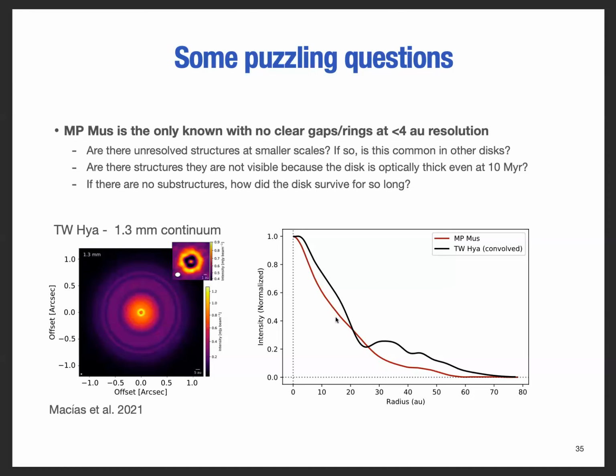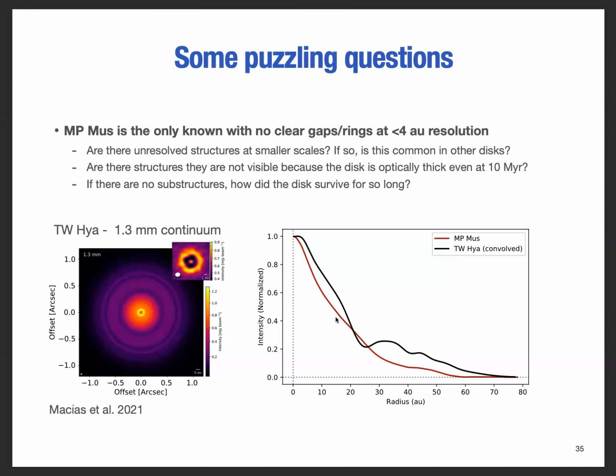Are substructures just not visible because the disk is still optically thick? If the substructures or gaps happen at the disk midplane, which is where planets are forming, but the disk is optically thick and the line of sight basically stops before it reaches the midplane, then if substructures might be there, you just don't see them.